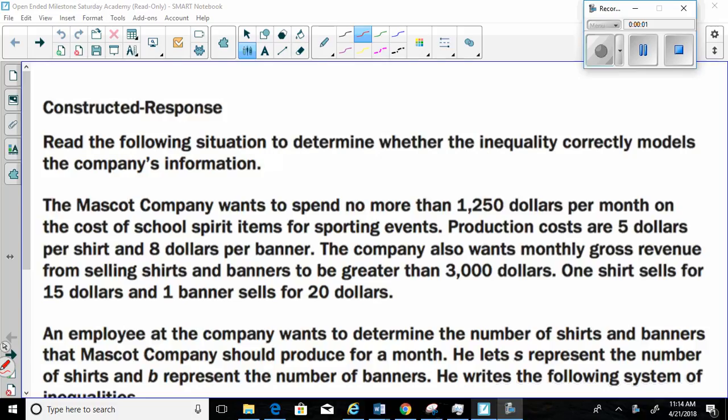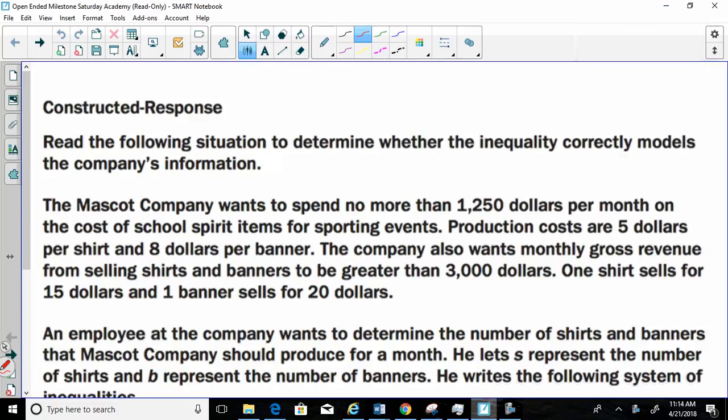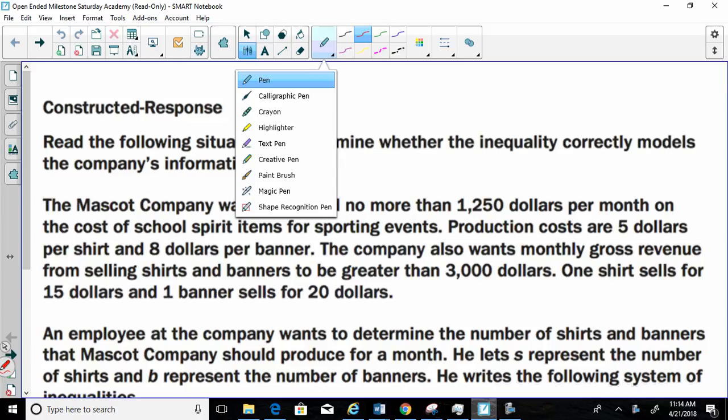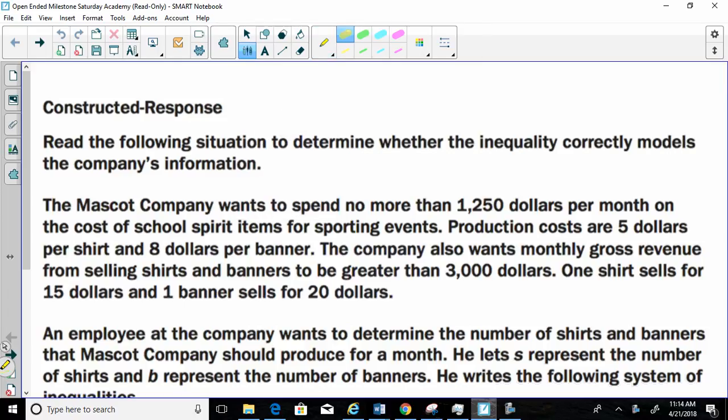Okay, so we're going to start. I'm going to be highlighting just important things. So the first one says, read the following situation, determine whether inequality correctly models. So we're just figuring out, are the inequalities right?